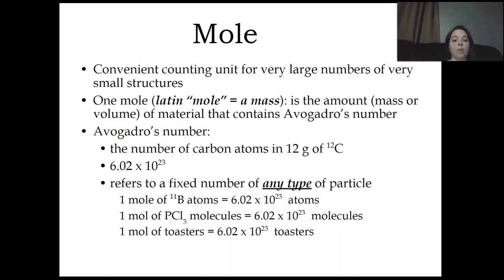What the heck is Avogadro's number? That is the number of carbon atoms in 12 grams of carbon-12. And that amount is 6.02 times 10 to the 23rd. A number you're going to have to memorize. So just get used to 6.02 times 10 to the 23rd. Memorize it. Okay, so this also refers to a fixed number of any type of particle. It could be atoms, molecules, in this case, toasters. It's all 6.02 times 10 to the 23rd. Anytime I use mole, that's what you're going to be referring to.